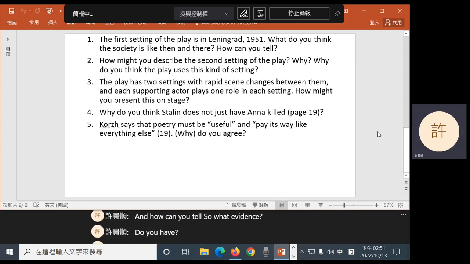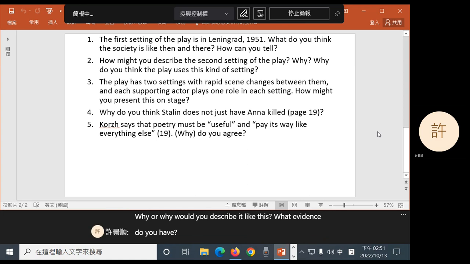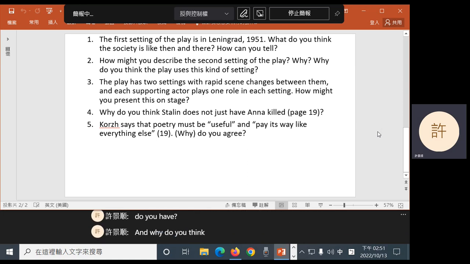Question two, how might you describe the second setting of the play? Why would you describe it like this? What evidence do you have? And why do you think the play uses this kind of setting? What is the purpose?